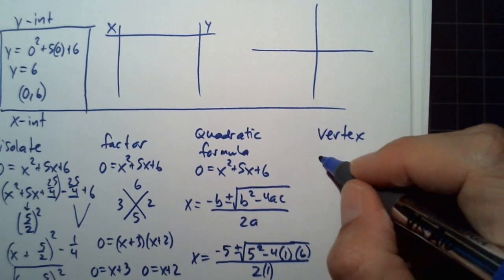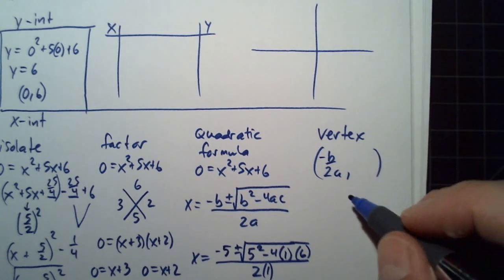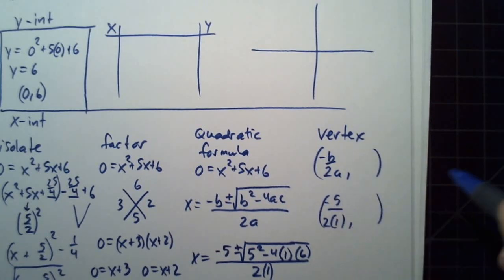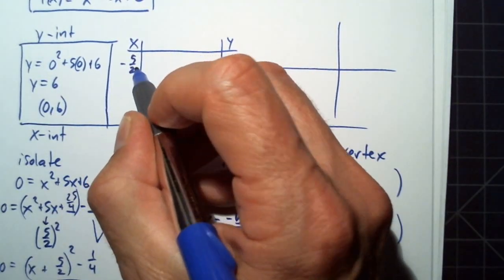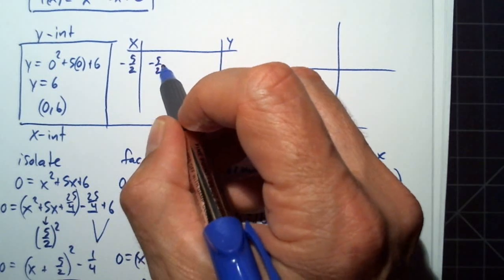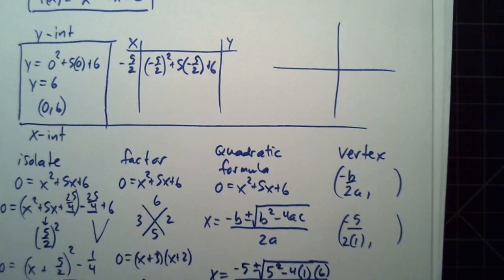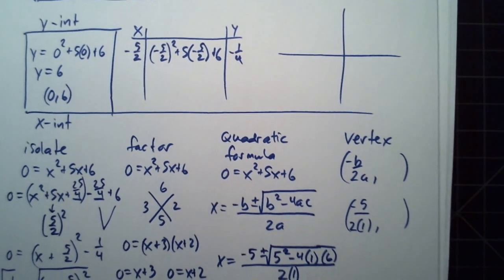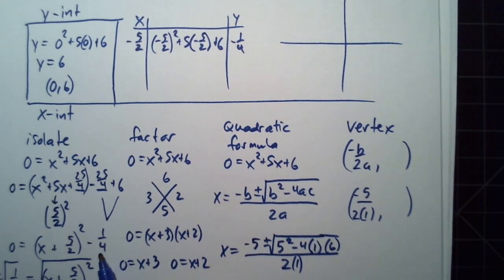We also have the vertex is negative b over 2a. That will give us the x value of the vertex. So negative b is negative 5 over 2a. Negative 5 over 2. We need the y value. We could show that up here. Negative 5 over 2. And then substitute that. And we end up with negative 1/4. We can also see a connection to completing the square. This y value is the same as this value, so we see that that's the horizontal shift and the vertical shift.